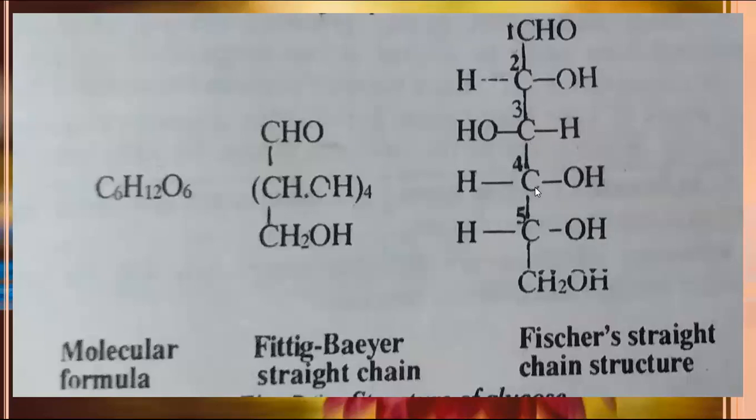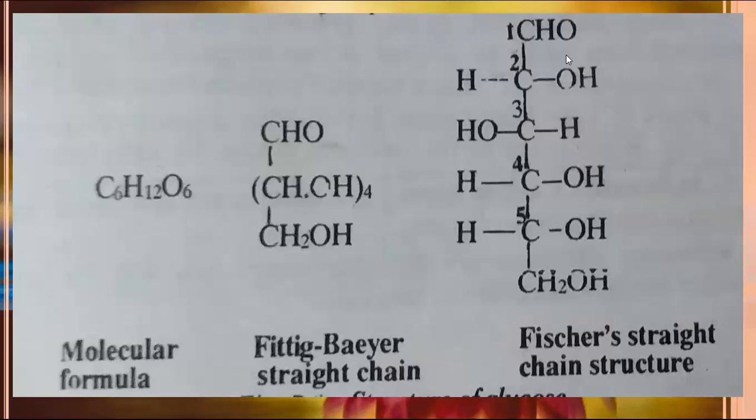The straight chain structure gives some more information, like objections to the straight chain structure. The open chain structure stresses the presence of a free aldehyde group on the glucose, but chemical reactions indicate that glucose does not contain a free aldehyde group. It is the main objection to the explanation of the straight chain structure. In this structure a free aldehyde group is present, but chemical reactions indicate glucose does not give free aldehyde reactions.